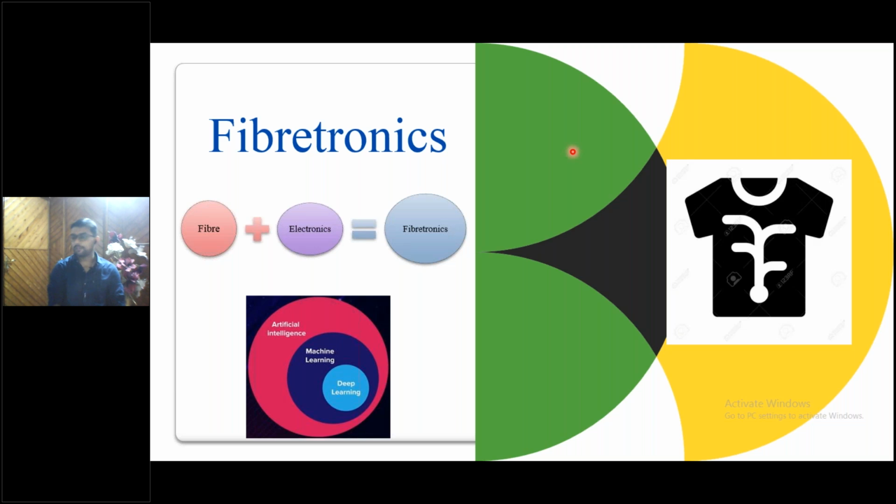Let me give you one example. For example, I'm wearing this t-shirt. This t-shirt is made up of several non-conductive fibers or non-conductive yarns which cannot conduct electricity. But the advantage is that it is flexible. We can bend it into whatever shape we want, but it cannot conduct electricity.